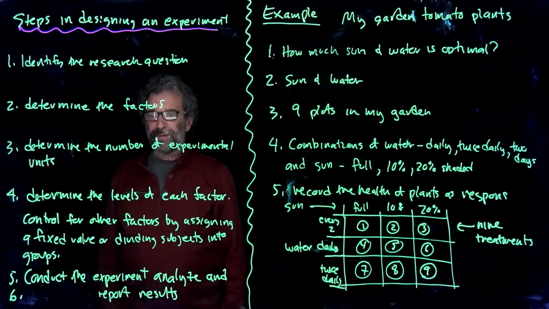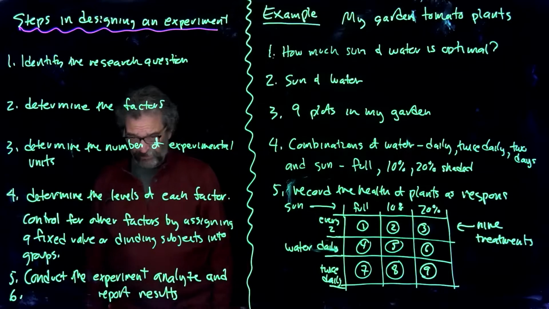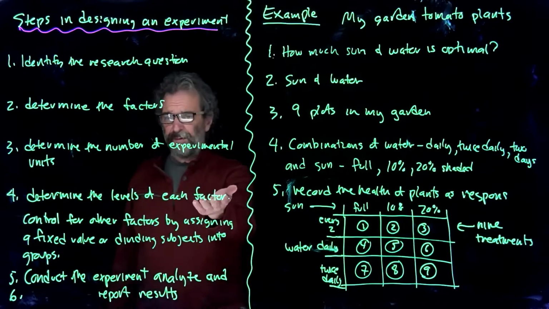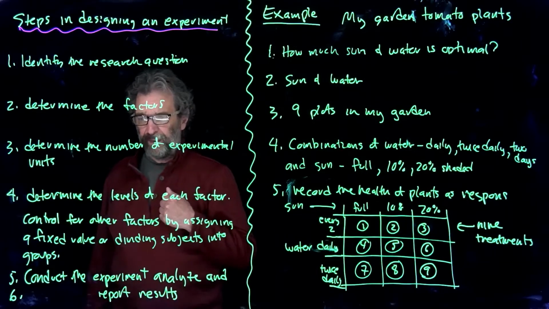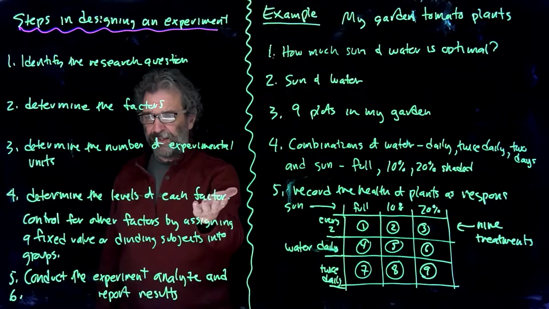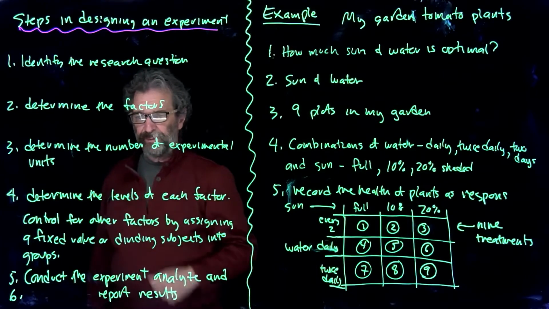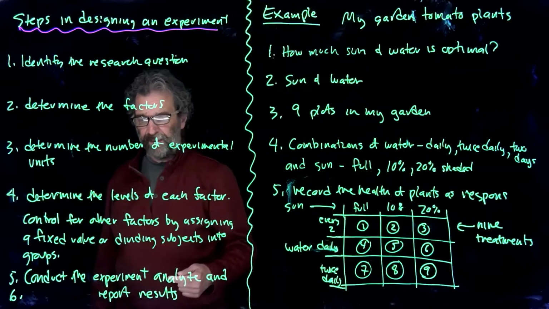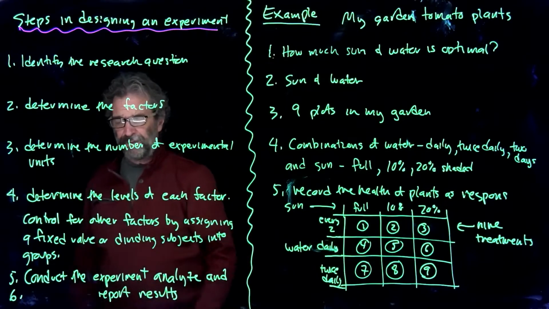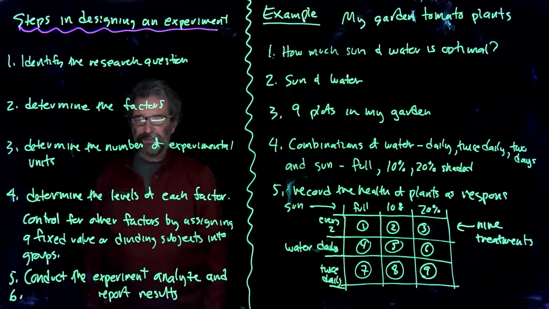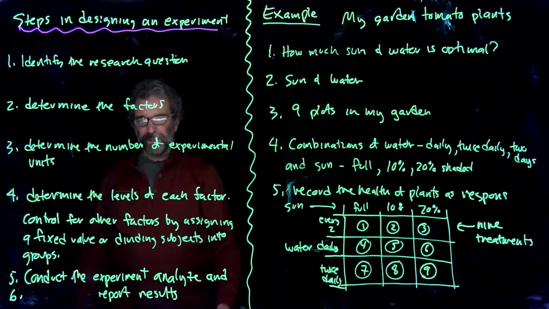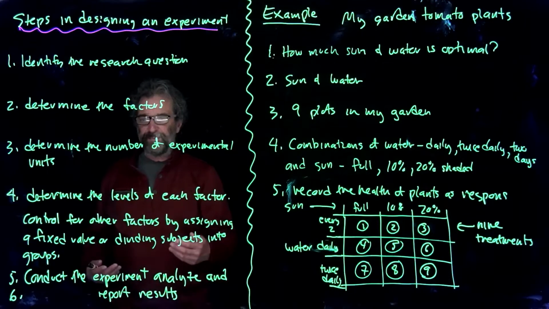And then determine the levels of each factor. So factors are explanatory variables you think you can control. Control meaning set the levels of. Control for other factors, the ones you don't think you can control, well, maybe you can, by assigning a fixed value. So in our headache experiment, we could say drink 8 ounces of water, because we don't want water to be one of the levels I'm investigating.